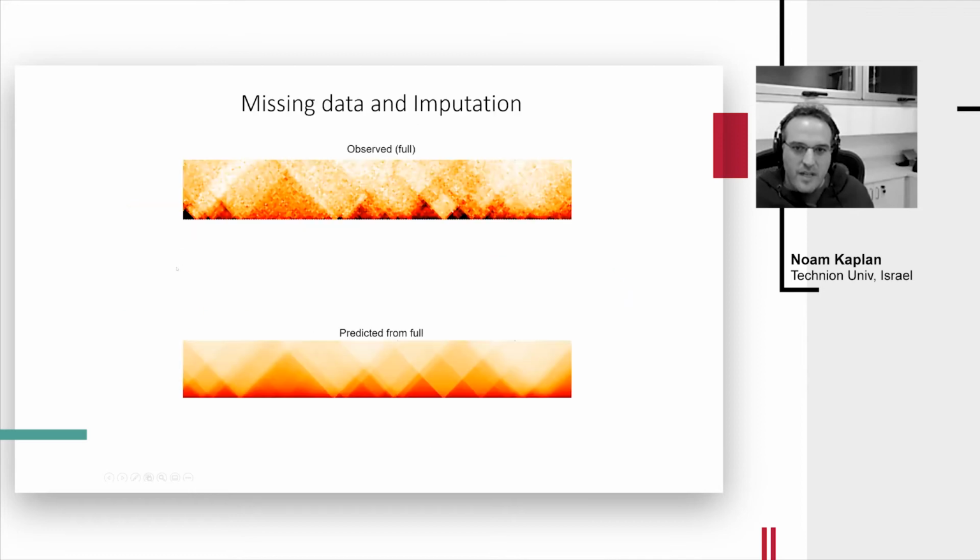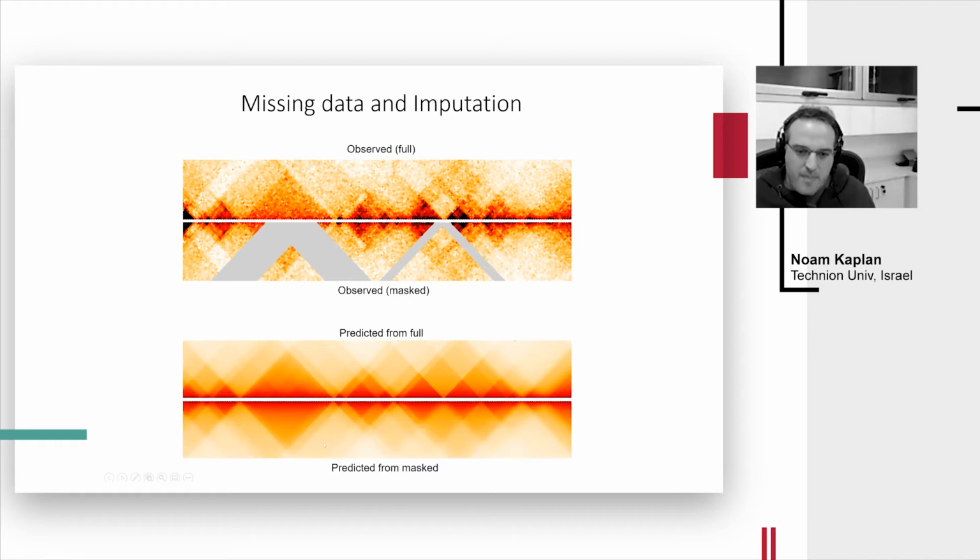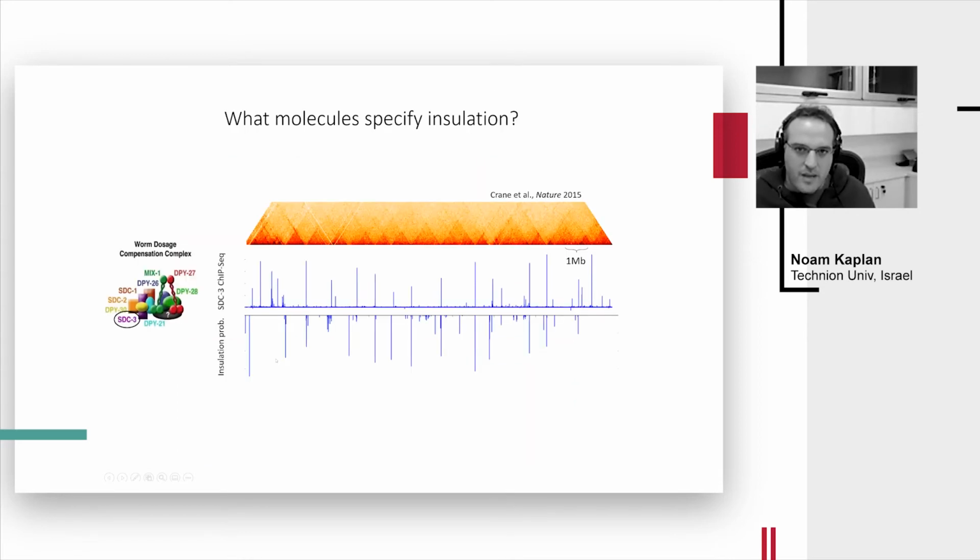You can do other things as well, just to test this model. For example, you can leave out part of the data here in gray. Okay, so here we delete once within a TAD and once between TADs. And now you can look at the predicted map from the full data and the predicted map from the masked data. And you see that the model is able to infer what you had. Okay, now to more biological things.